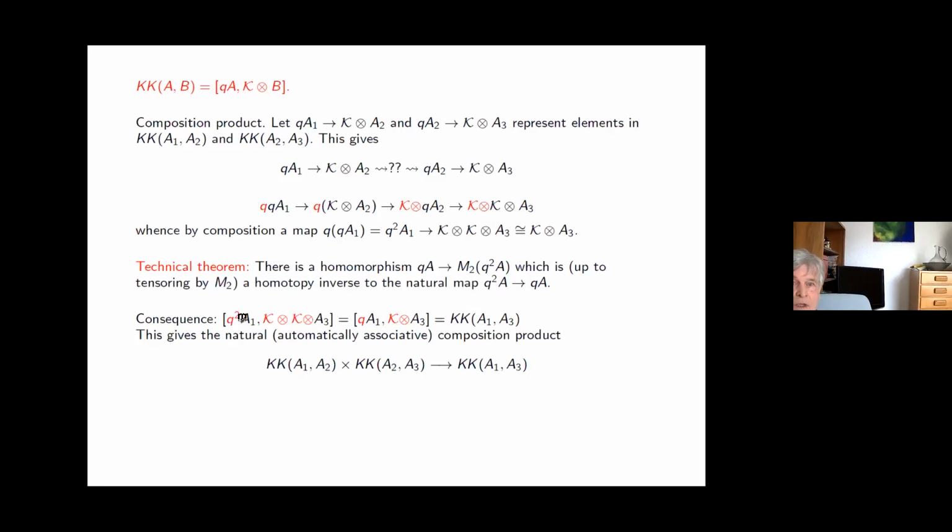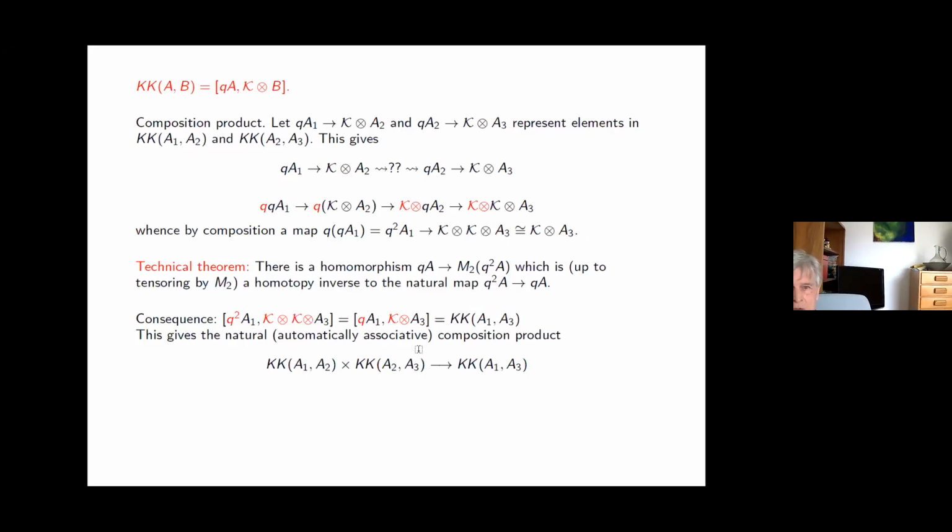So that means that the homomorphisms that we got from q squared of A1 to K tensor A3 can be reduced up to homotopy to homomorphisms from Q of A1 to K tensor A3, because we can replace K tensor A3 by K tensor A3 by homotopy or isomorphism, and Q square of A1 we can replace by Q of A1, but this is exactly KK of A1 A3.